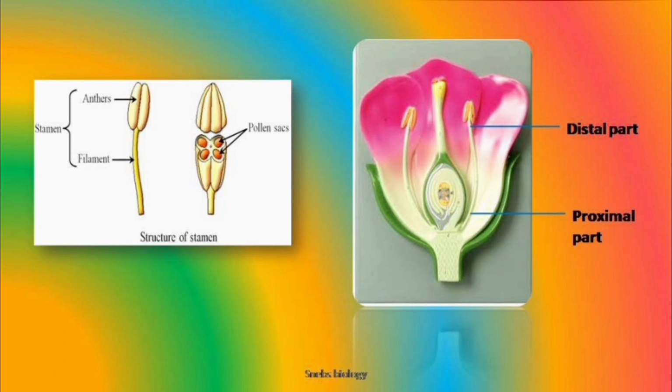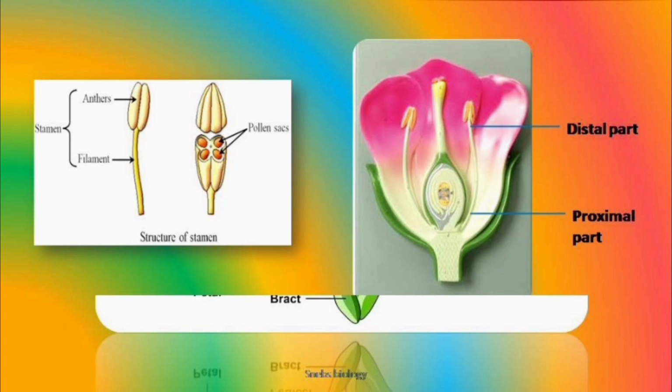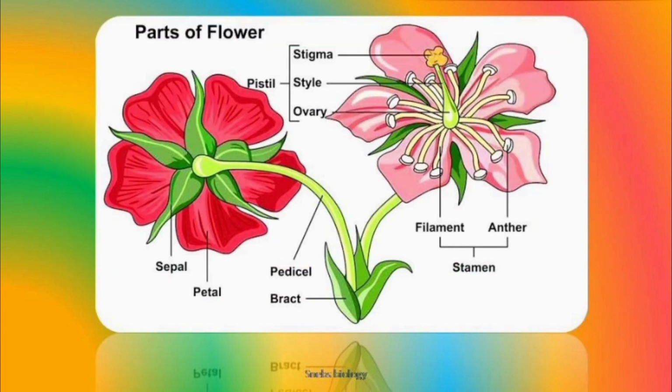So the closer part of the filament attached to the thalamus is called the proximal part, and the part which is away from the receptacle is known as the distal part of the filament. So the proximal part of the filament is attached towards the thalamus and the distal part of the filament is attached away from the thalamus towards the anther. This is the stamen and the attachment, and we have discussed all the important terms which are associated with Androecium. Clear? Next, we will discuss gynoecium, that is the female reproductive part of the flower.